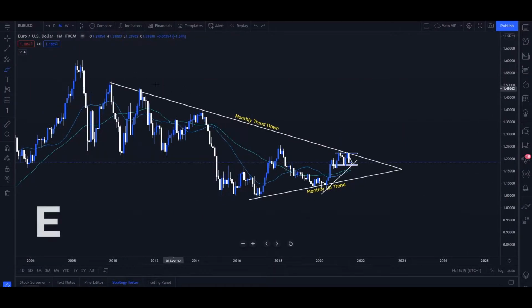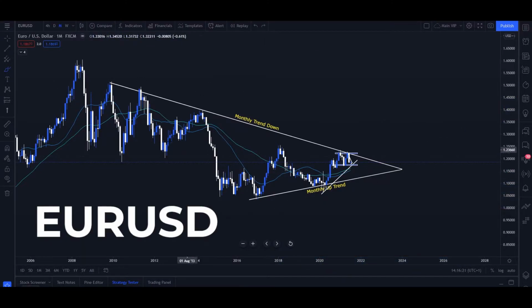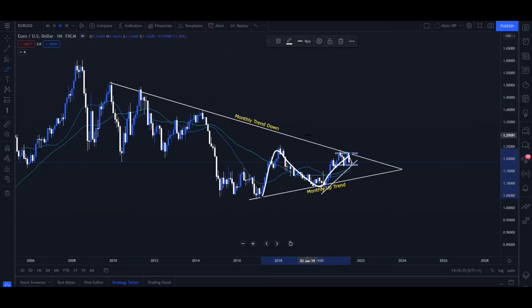Right, so as always, EURUSD, monthly downtrend, monthly uptrend. Price is currently getting squeezed in between the monthly downtrend and the monthly uptrend. Nothing to see here. Let's move on to the weekly time frame.